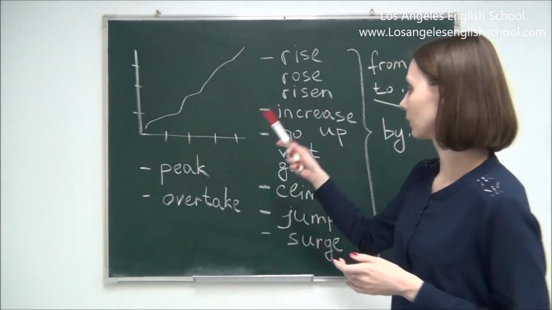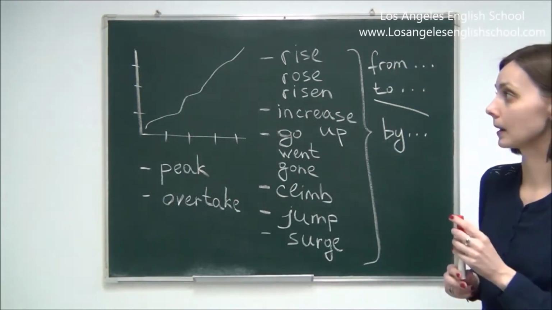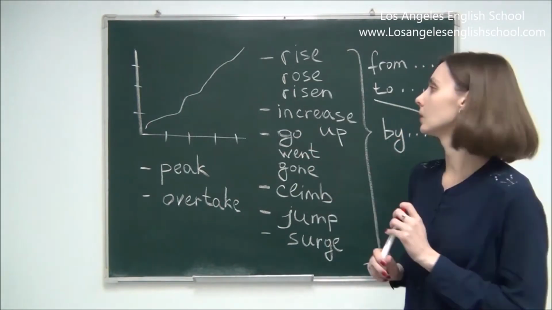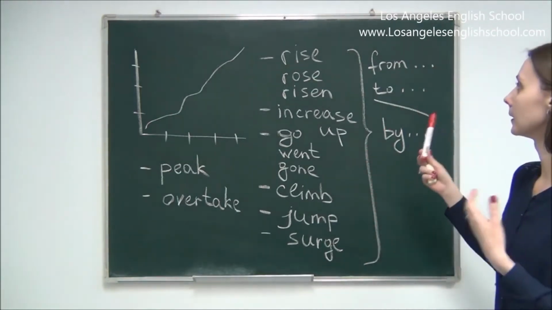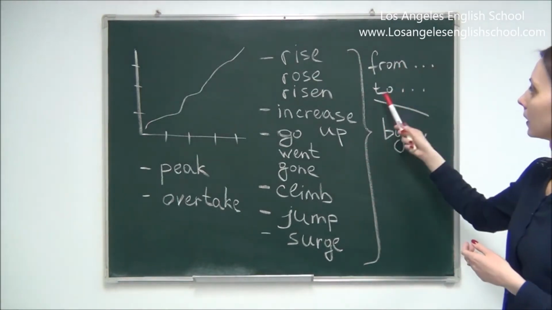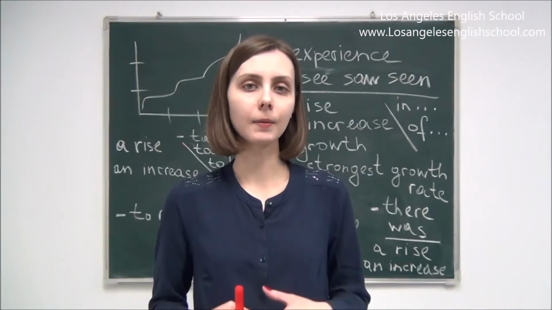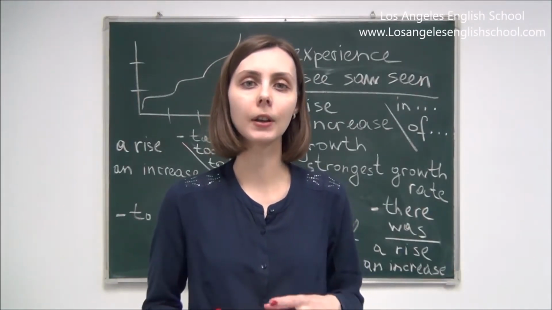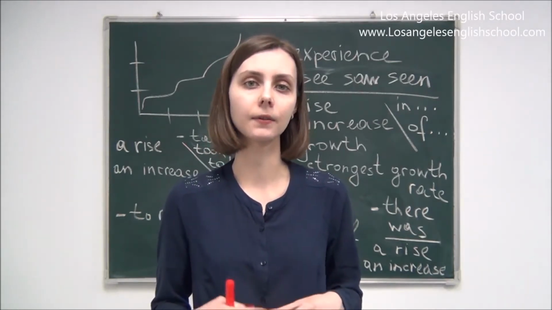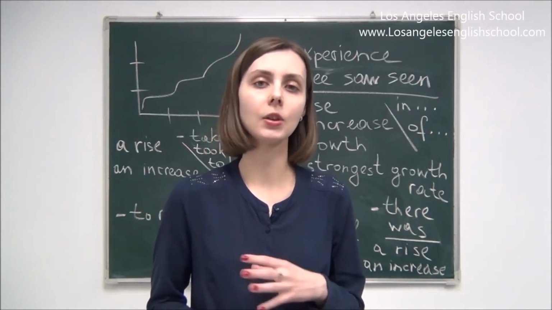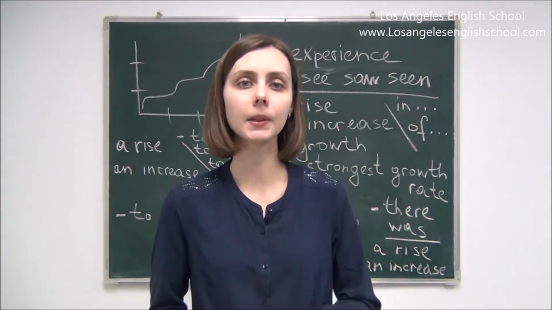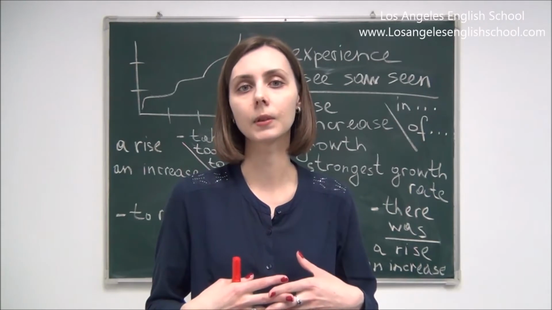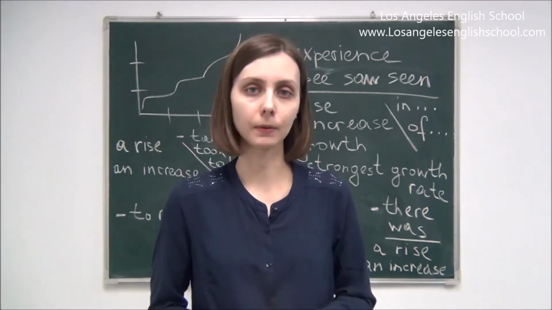So these are the verbs that you can use to describe the upward trend. Don't forget to use also some figures and numbers from to or by. It's really important for IELTS task number 1 to use different forms and different phrases, to change verbs, use a lot of synonyms, because you will be scored according to the use of your vocabulary.